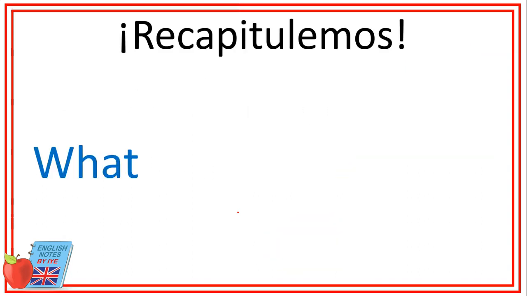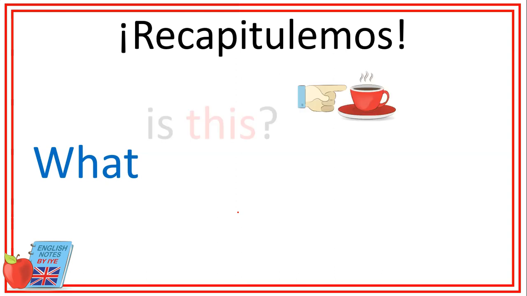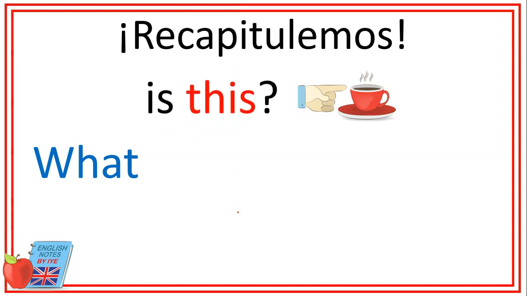¿Ok? Bueno, vamos a recapitular lo que vimos la clase de hoy. Utilizamos la pregunta what para preguntar por objetos o cosas. Por ejemplo, en la pregunta what is this? ¿Qué es esto? Utilizamos this porque estamos hablando de un objeto que está cerca y es singular. El verbo to be va antes del sujeto cuando hacemos preguntas en inglés. Por lo tanto, la pregunta queda, what is this?